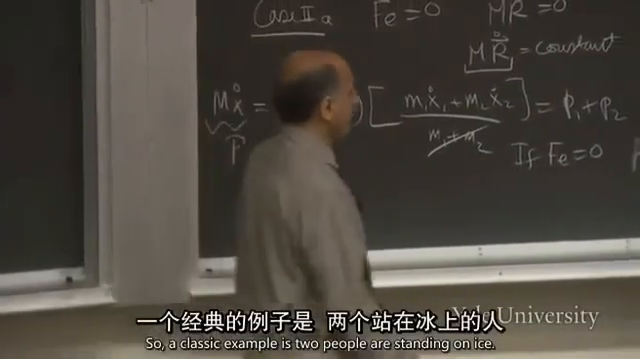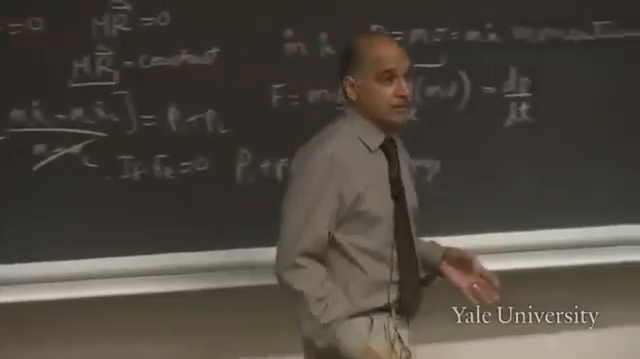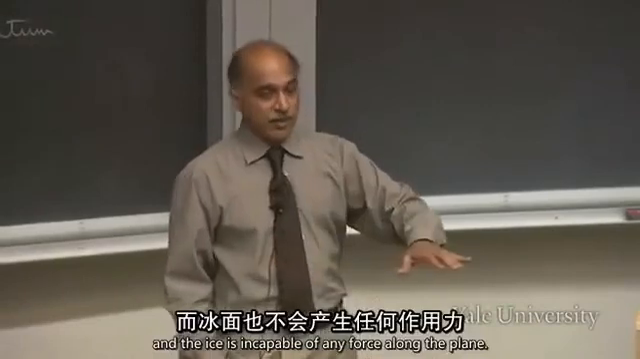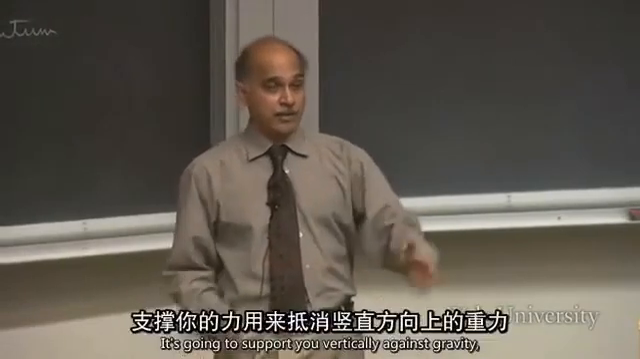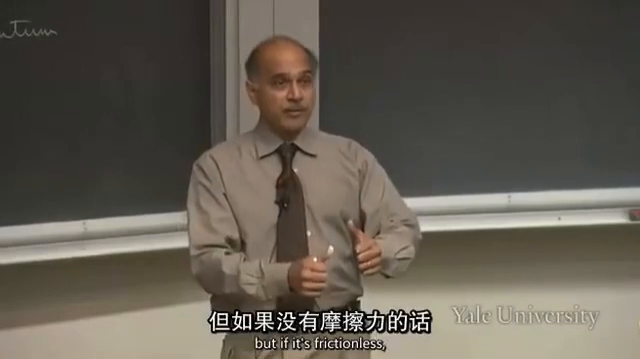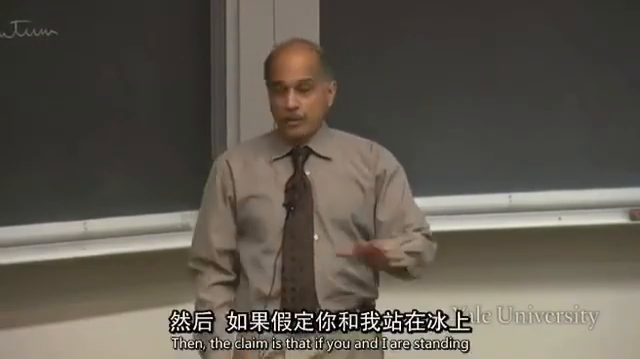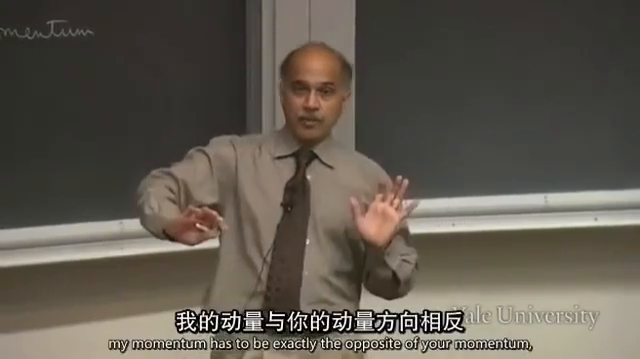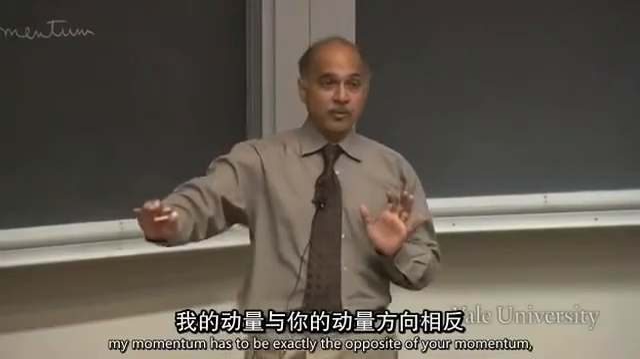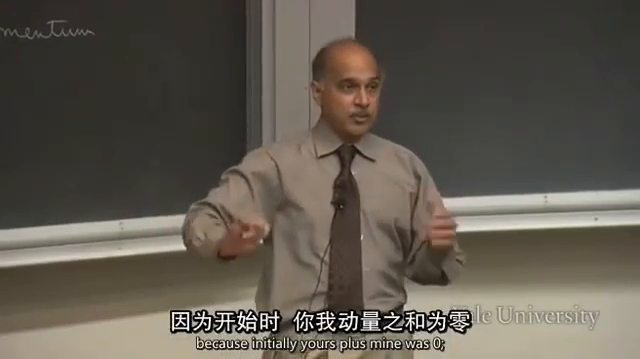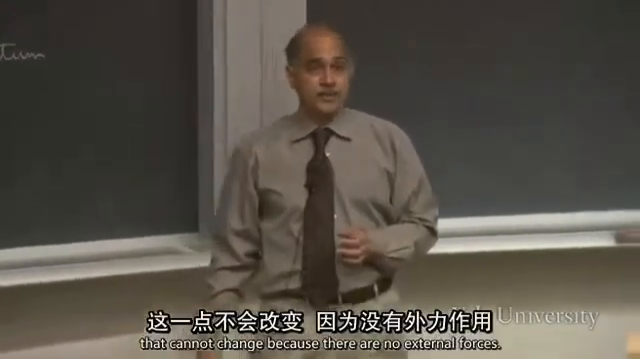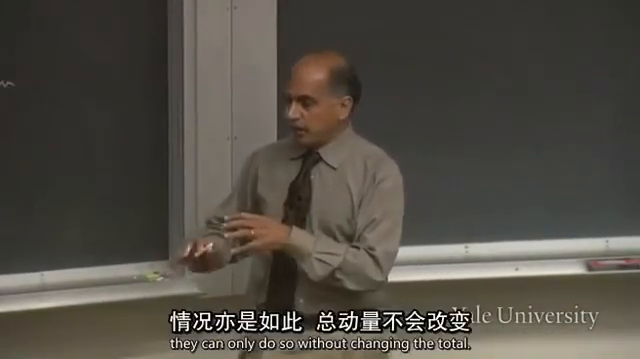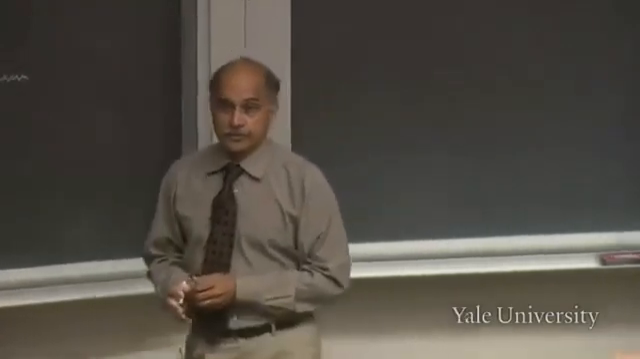So a classic example is 2 people standing on ice. Their total momentum is 0 to begin with. And the ice is incapable of any force along the plane. It can support you vertically against gravity, but if it's frictionless, it cannot do anything in the plane. Then the claim is that if you and I are standing and we push against each other and we fly apart, my momentum has to be exactly the opposite of your momentum, because initially yours plus mine was 0, and that cannot change because there are no external forces. So if 2 particles push against each other, they can only do so without changing the total.